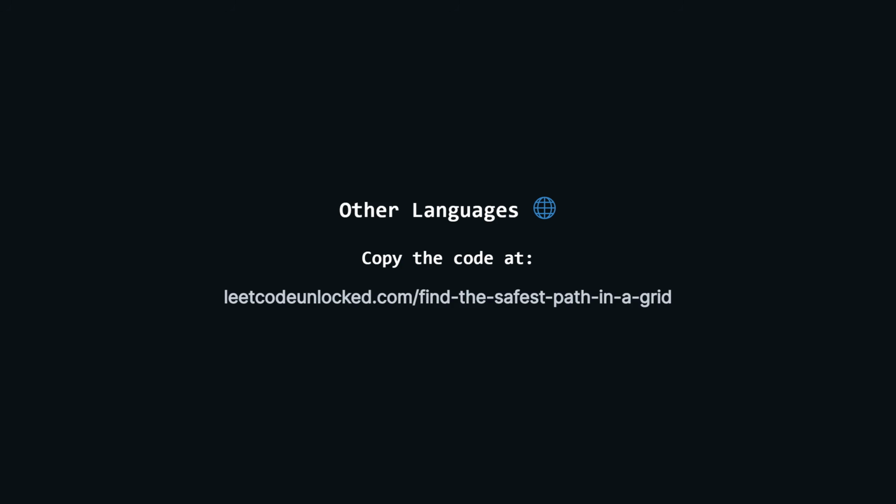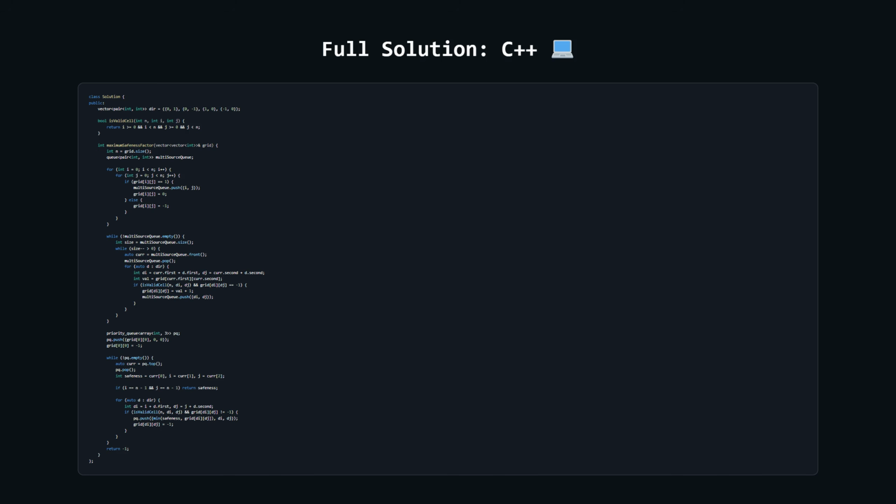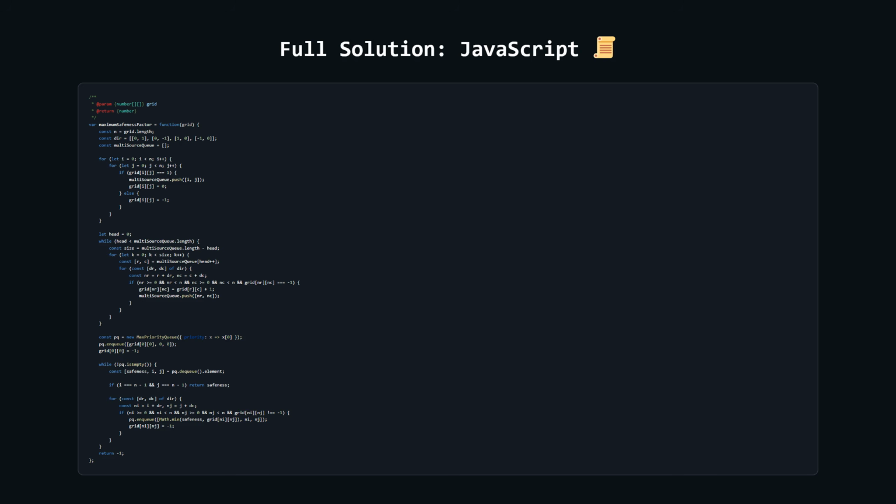As promised, here are the full solutions for Java, C++, and JavaScript. Instead of pausing and typing these out, you can grab the code directly from my website at the link in the description. Here is the greedy approach implemented in Java. And here is the same logic written in C++. Finally, here is the solution in JavaScript using a priority queue.